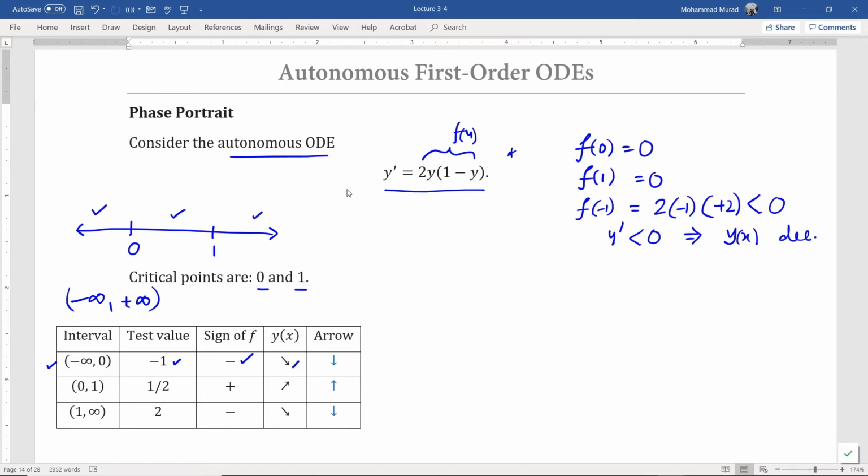Similarly, if we take another test value, for example 1/2 from the subinterval 0 to 1, and investigate the sign of the function f, we obtain it is positive. And this means the solution y must be increasing. And lastly, for the subinterval 1 to infinity, we take the test value 2 and the sign of f becomes negative, and this shows the solution y must be decreasing.